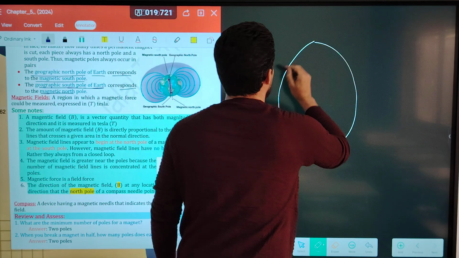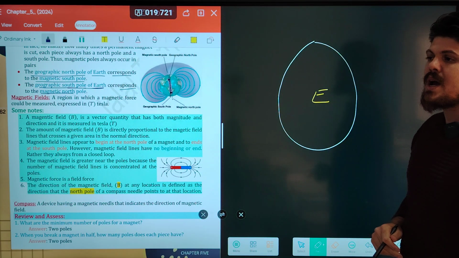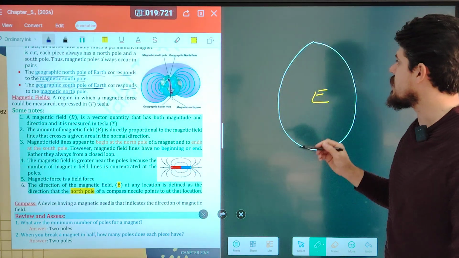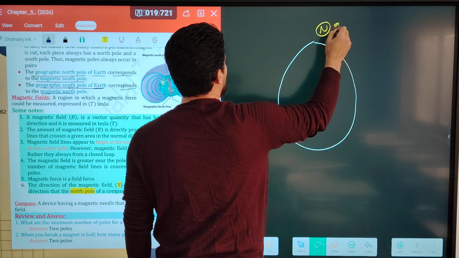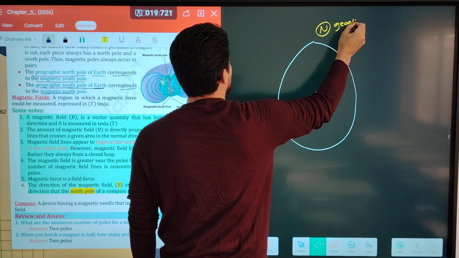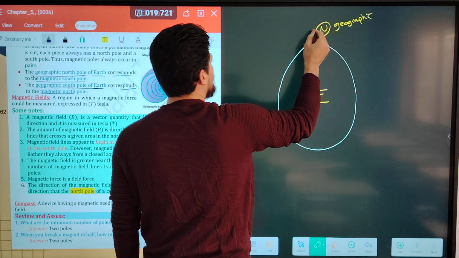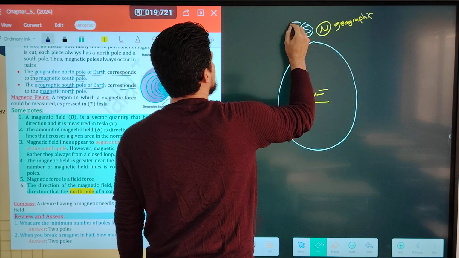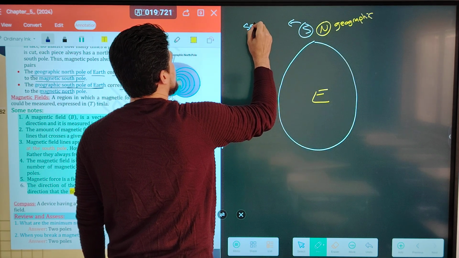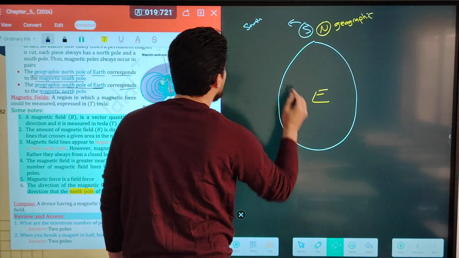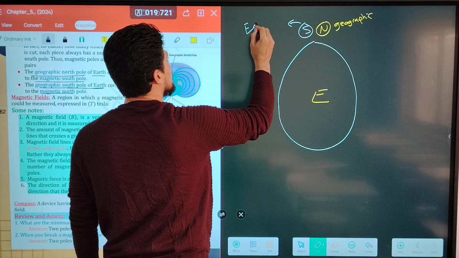For example, assume that this is Earth. On Earth, we have both magnetic poles and geographic poles. If this pole is the geographic north pole, then this pole becomes the south pole of Earth's magnetic field. South, sorry, this south is Earth's magnetic field.